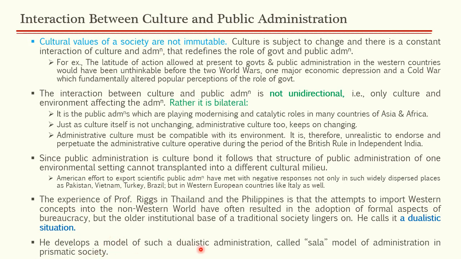He develops a model of such a dualistic administration called the Sala model of administration in prismatic society. So on this dualistic principle Fred W. Riggs made the Sala model. We'll learn about the Sala model when we learn about Fred W. Riggs in more detail. Do not worry about this. Fred W. Riggs we are going to study in this module itself. So this is what cultural environment and its effect on public administration and vice versa.